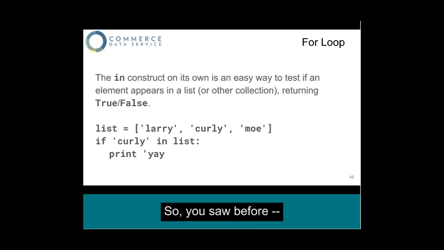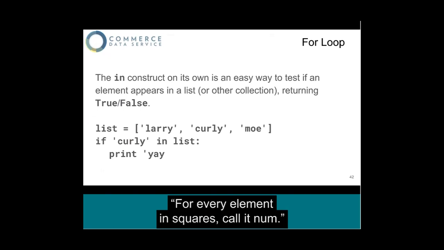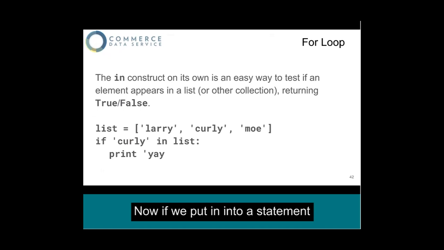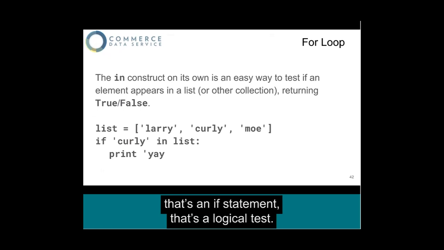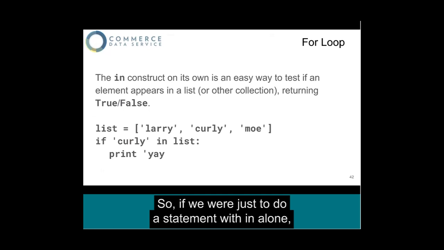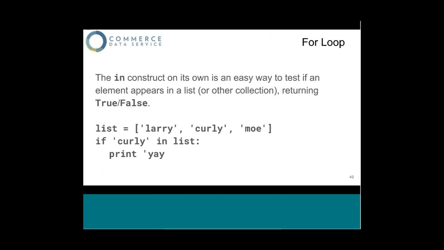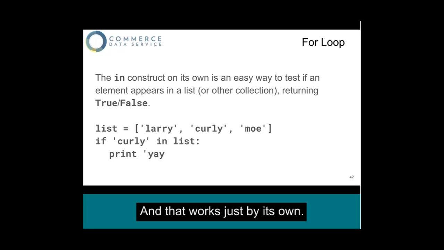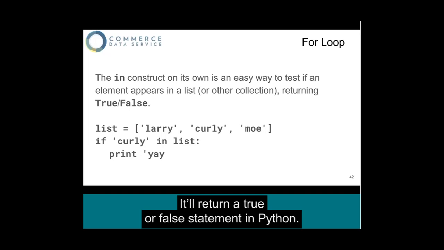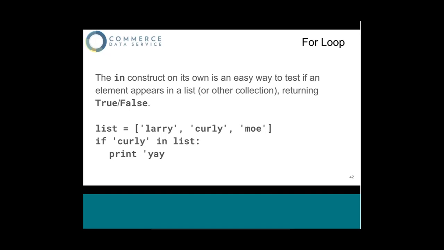So you saw before, there's the in that we did, right? So for num in squares, it's saying for every element in squares, call it num. Now, if we put in into an if statement, that's a logical test. So if we were just to do a statement with in alone, it tests if something is true or false. Say we have a list, Larry, Curly, and Mo, and we want to test if Curly is in the list. We say curly in list. And that works just by its own. And it'll return a true or false in Python.